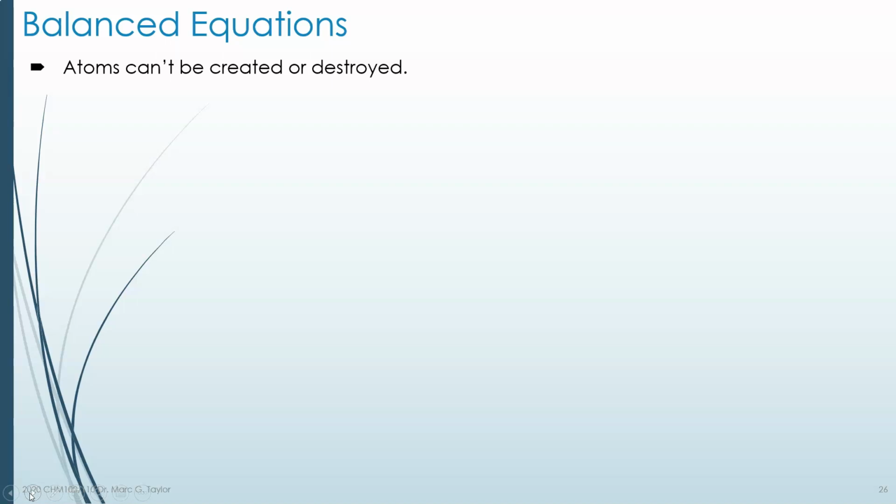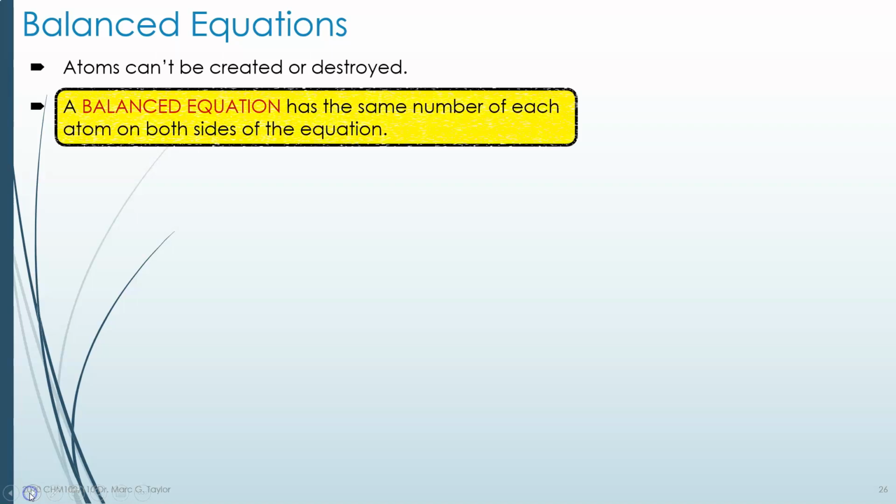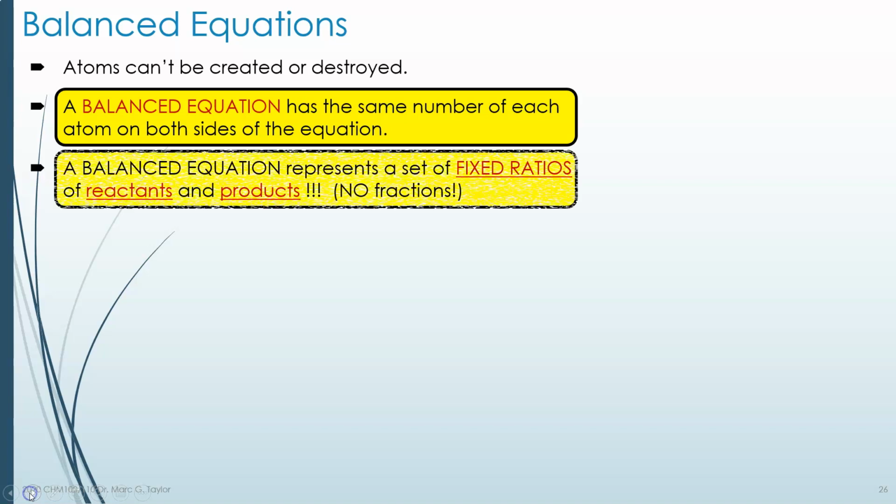So remember, atoms can't be destroyed, they can't be created during a chemical reaction. And because of that, a balanced equation has to have the same number of atoms on the left as it does on the right. The balanced equation represents a fixed ratio of reactants and products. We have no fractions. In other words, you can't say that a half of this molecule reacts with one of these to produce 3/4 of this. Everything has to be whole number ratios.